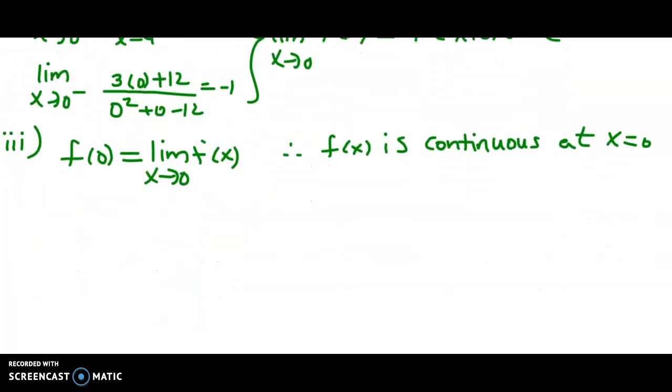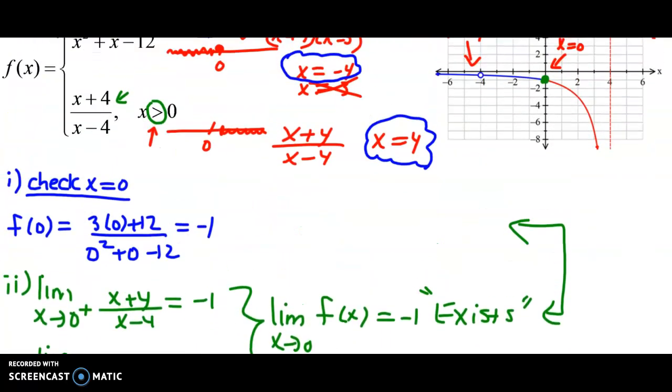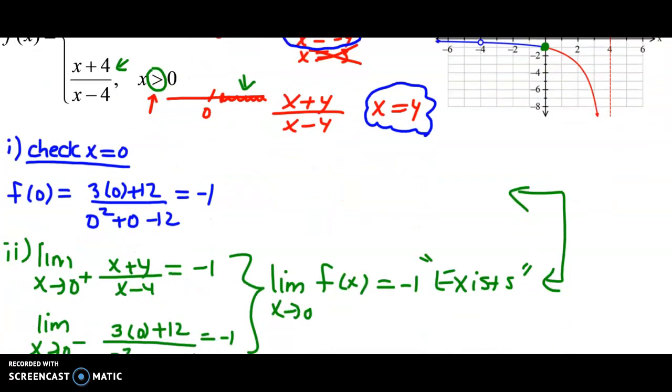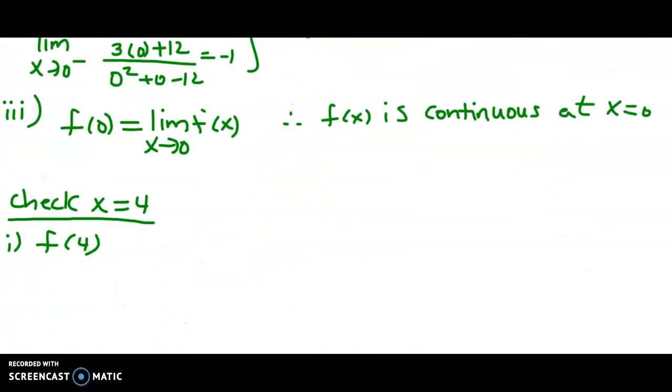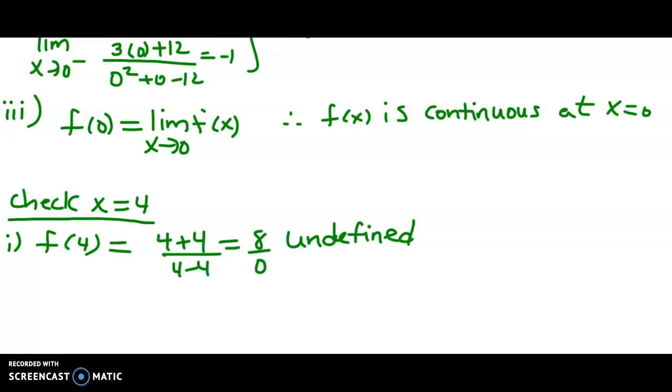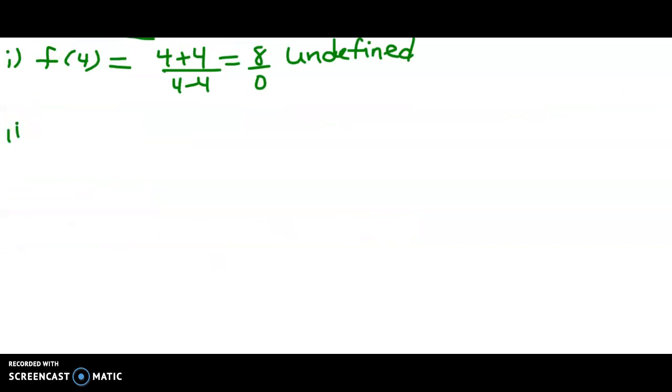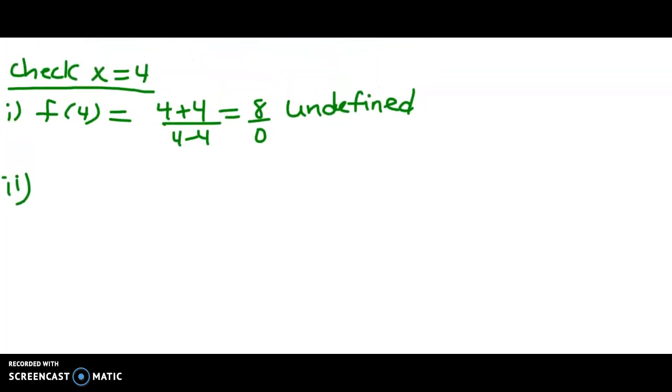So now I'm going to do a second test point. I'm going to check x equals 4. So the first thing I do is evaluate the function at 4. So which function do you choose? 4 is in this domain, so I'm going to use my function x plus 4 over x minus 4. So 4 plus 4 over 4 minus 4 gives me 8 over 0. Now this is undefined, which verifies that I do have an asymptote. Even though it's undefined, I'm still going to calculate the limit and determine what kind of discontinuity I have.